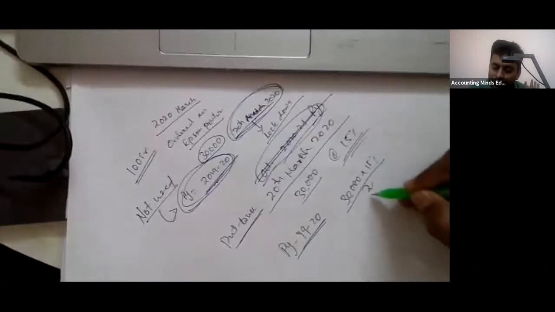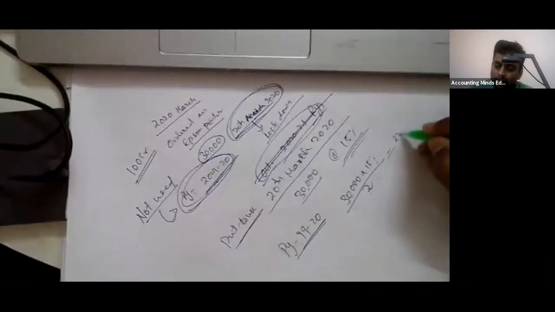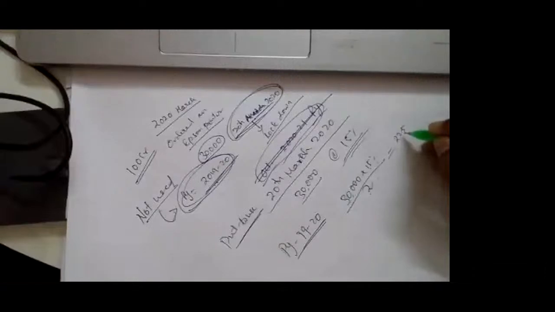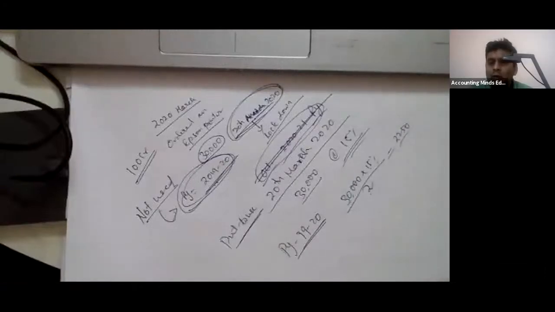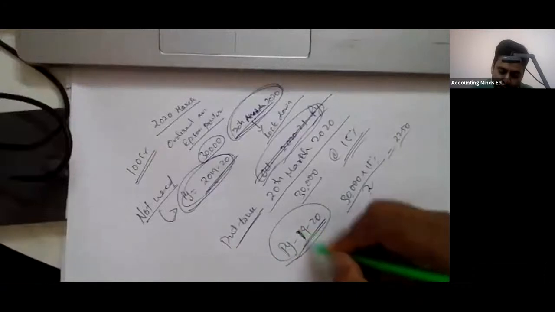30,000 into 15% divided by 2. How much is that? 2250. Correct? Yes, sir. Now 2250 is what can be claimed as depreciation for this previous year 19 and 20.